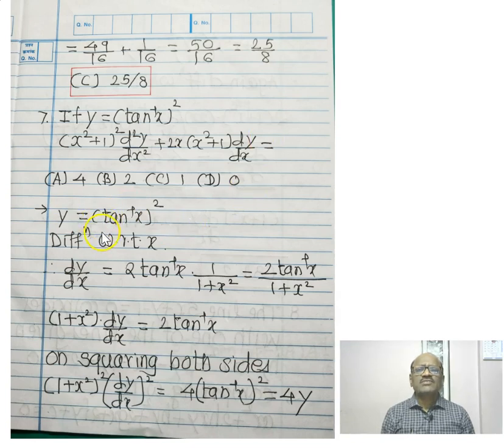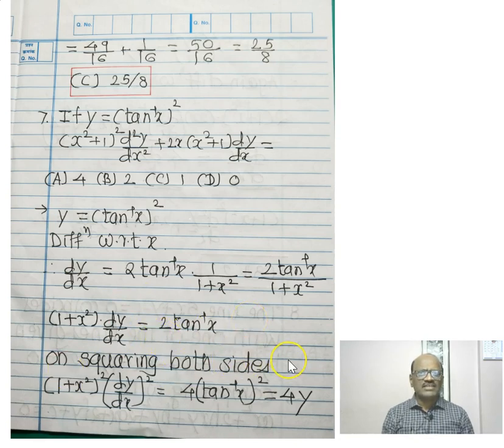y equals (tan inverse of x) squared. Now differentiate on both sides. Again, this is a composite function, and the function has a power, so we first find the derivative of this power, that is 2, and differentiate with respect to x. That is dy/dx equals 2 tan inverse of x into d/dx of tan inverse of x, which is 1 upon 1 plus x squared. That is, 2 tan inverse of x upon 1 plus x squared. Make the cross multiplication, then you will get (1 plus x squared) dy/dx equals 2 tan inverse of x.